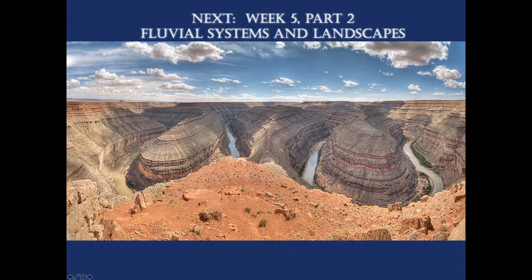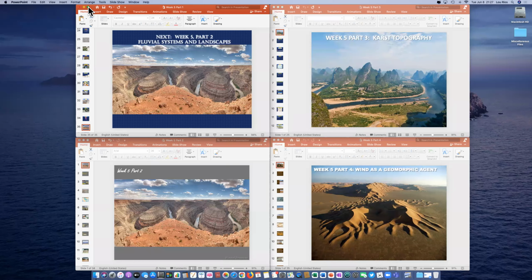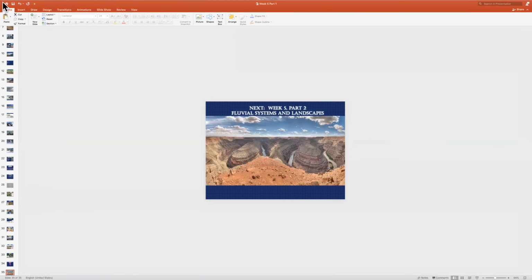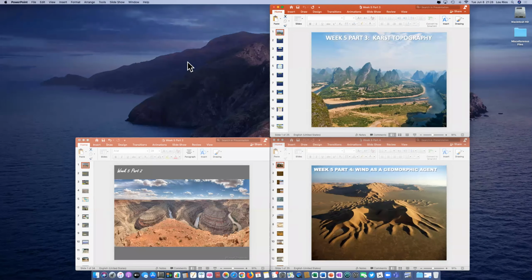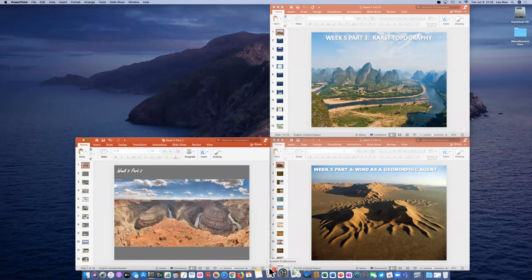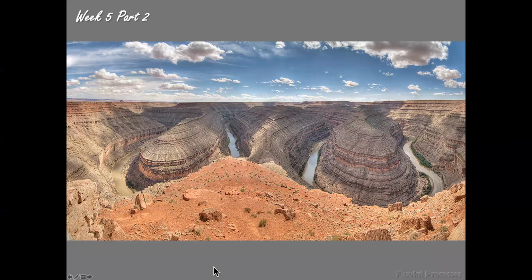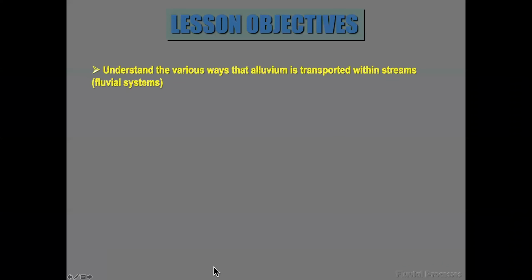So that's the first lesson, the first part of the lesson. So now we move on to, minimize that. I'm going to close this one. And now we're going to move on to part two. So this is mostly about fluvial systems and the power of water as a function of erosion. So these are the objectives.